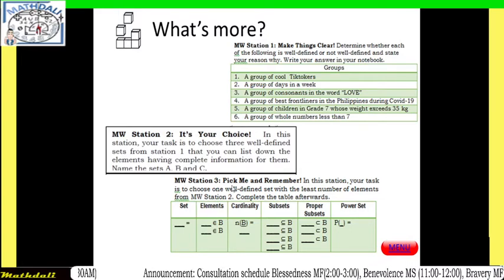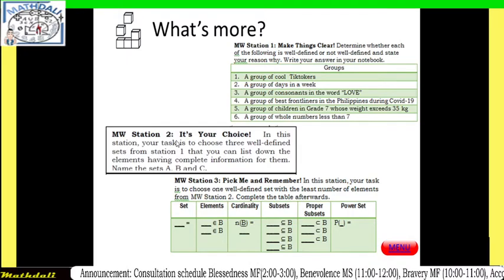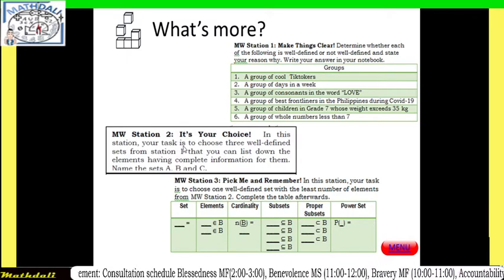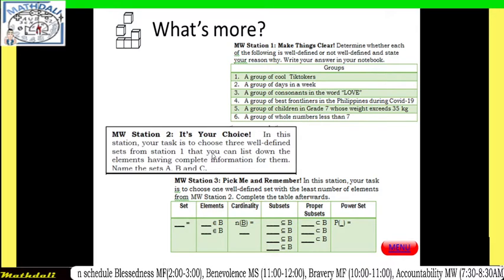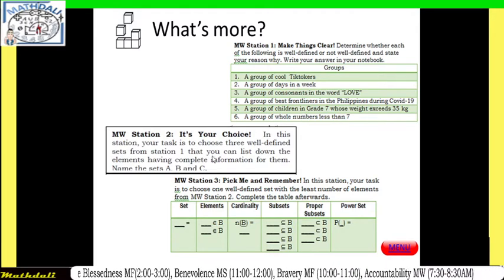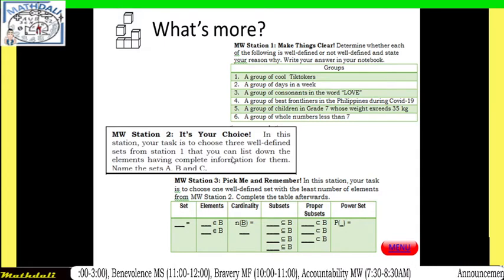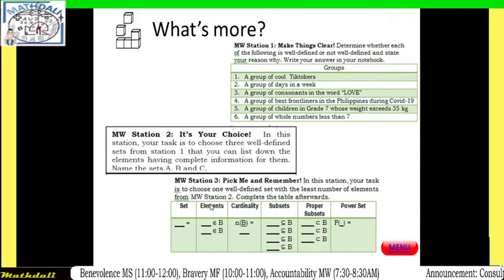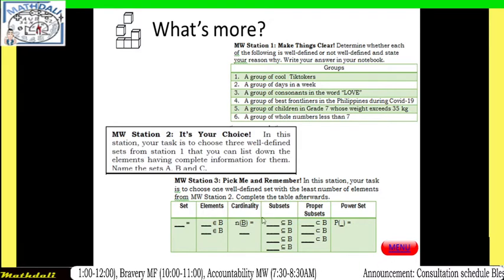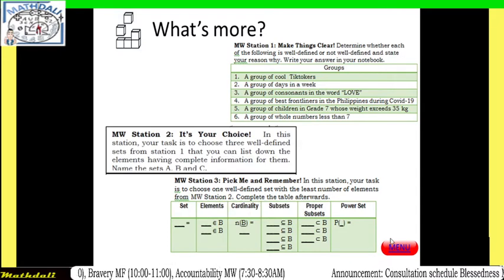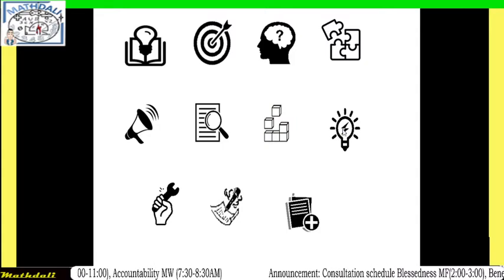Then for station 3, you will take the well-defined sets from station 2 whose elements you listed, and choose the one with the least number of elements, or the cardinal number. That is what you will use to complete the table in station 3. Okay, next, let us save this.